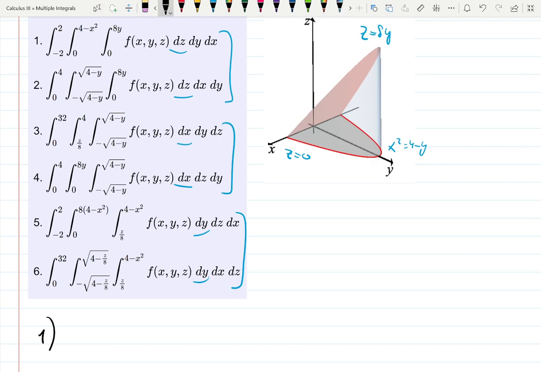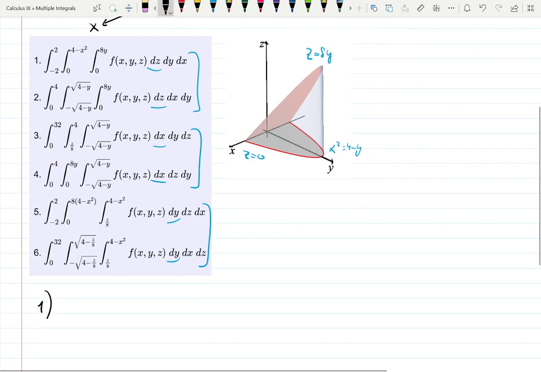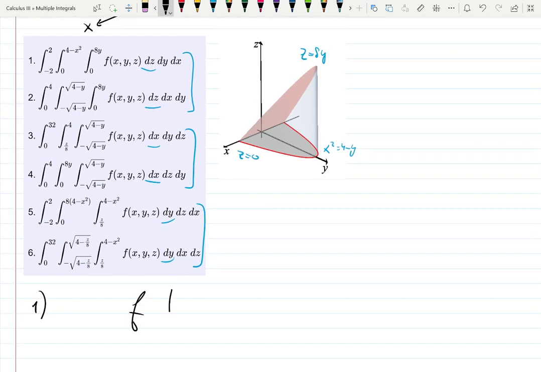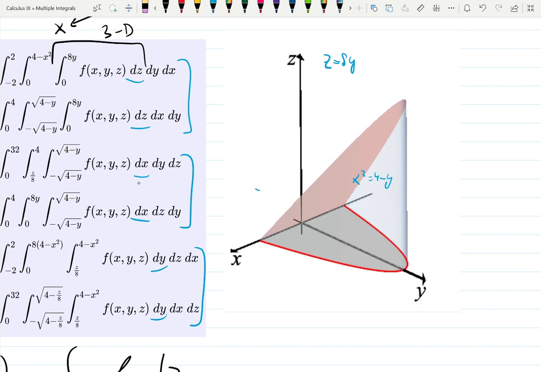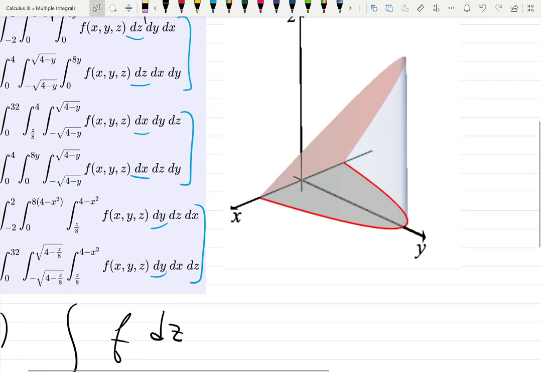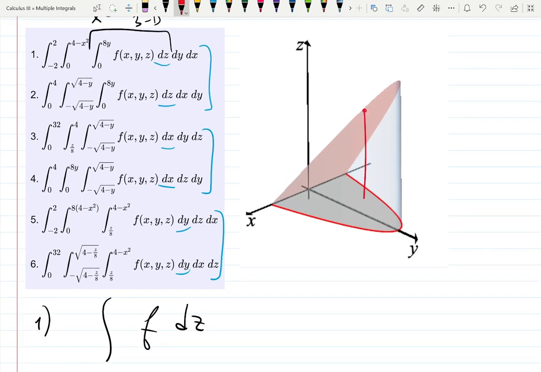The first integral we chose to be function f inside, and then dz goes first. So z will be from a function to a function. This is a 3D part all the time for all of these. We need to see the 3D picture, which is here in front of you. I'll make it bigger. A nice looking 3D picture. In the 3D picture, z is the height of this 3D solid, right?